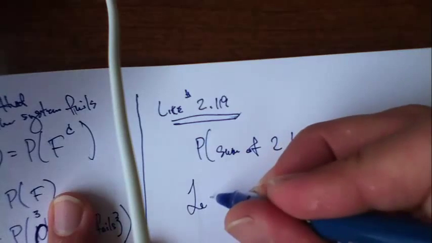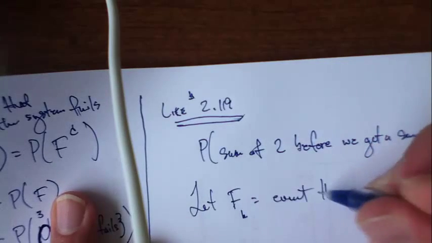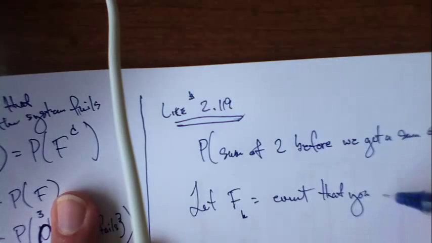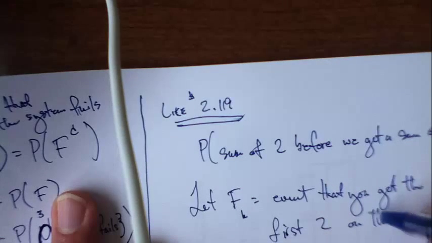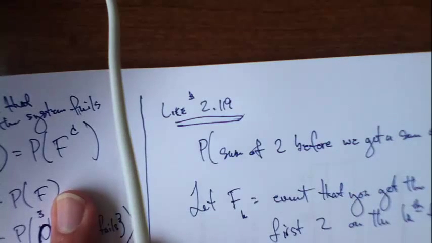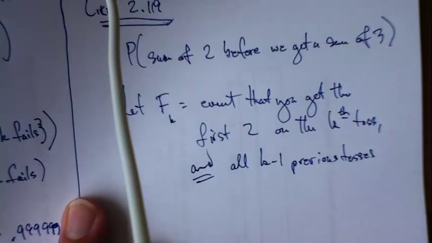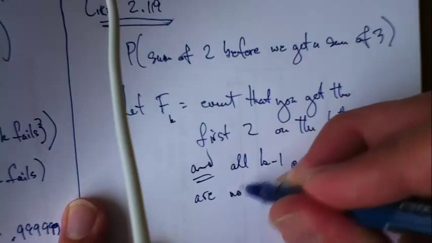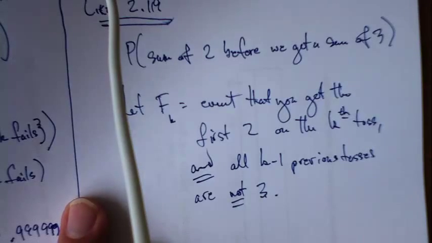Here's what I'm going to do. Let F sub k be the event that you get the first 2 on the kth toss and all k minus 1 previous tosses are not 3. Does that make sense?